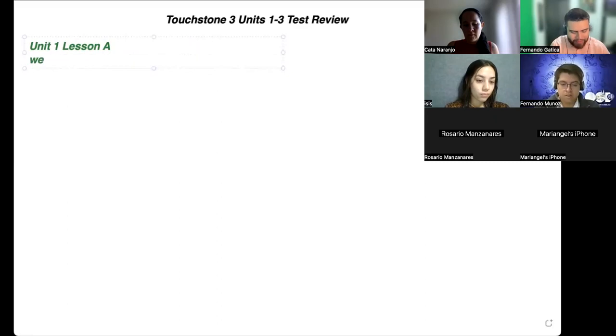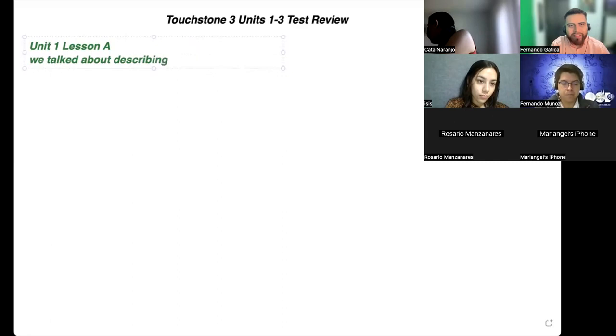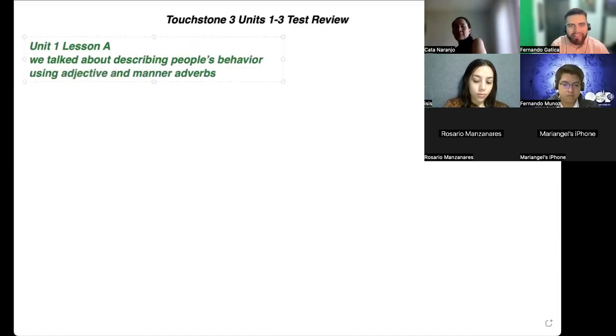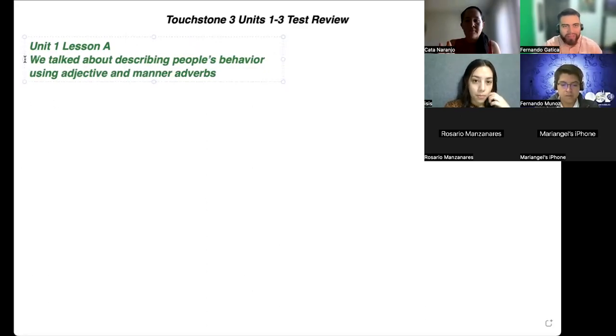we practiced or we talked about describing people's behavior using adjectives and manner adverbs. I don't know if you remember the difference between good and well, quick and quickly, reckless, recklessly. So this lesson was pretty easy because there are just 2 things that you need to know.